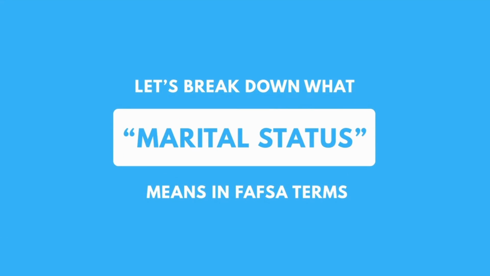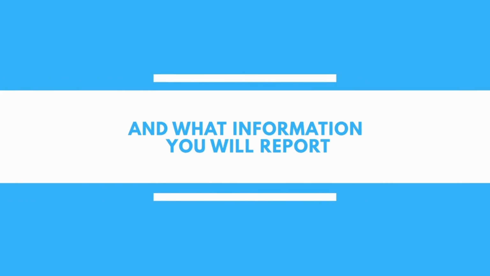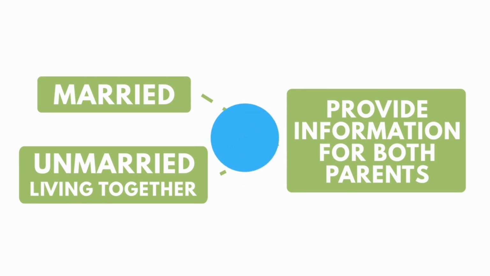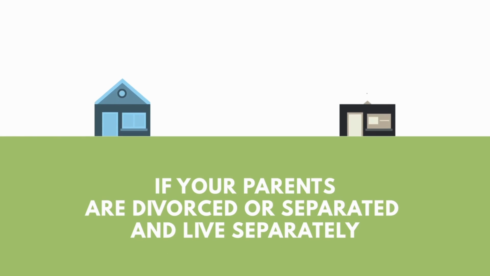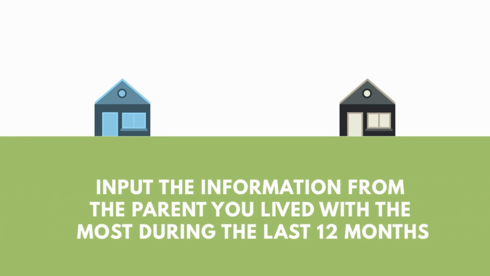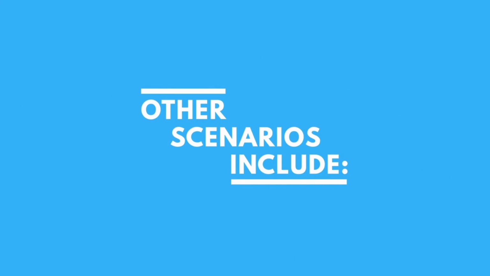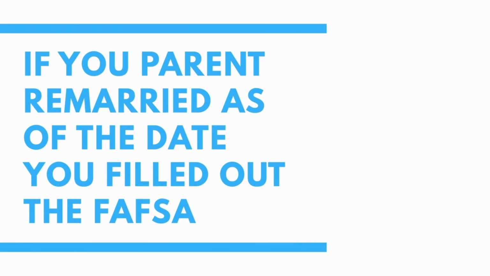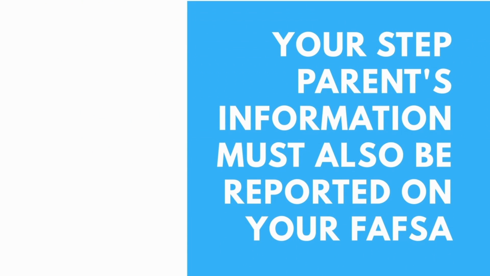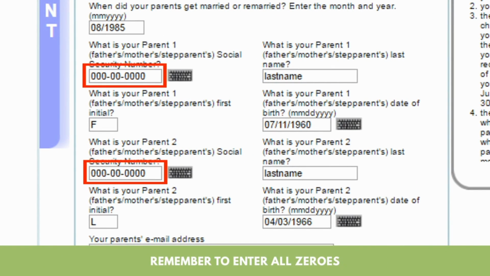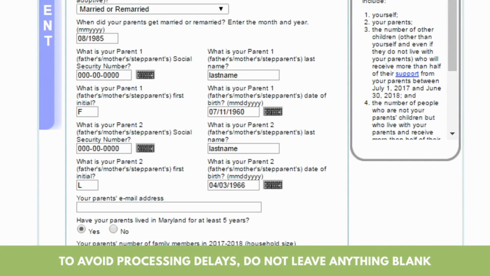Let's break down what marital status means in FAFSA terms and what information you will report. If your parents are married, or unmarried but living together, you will be required to provide information for both parents. If your parents are divorced or separated and live separately, input the information from the parent you lived with the most during the last 12 months. Other scenarios include, if your parent remarried as of the date you filled out the FAFSA, your step-parent's information must also be reported on your FAFSA. If one of your parents does not have a social security number, remember to enter all zeros. To avoid processing delays, do not leave anything blank.